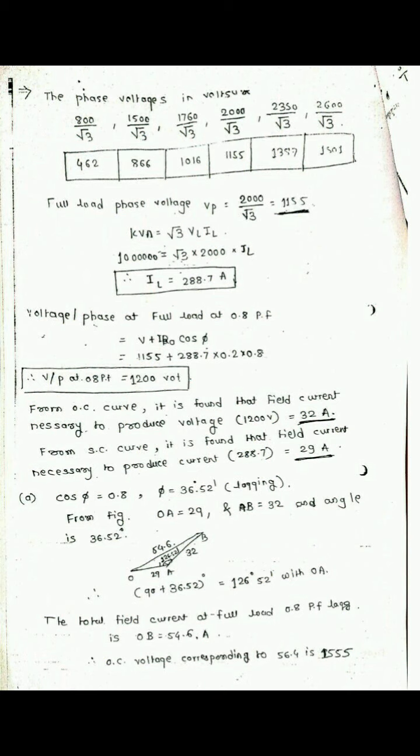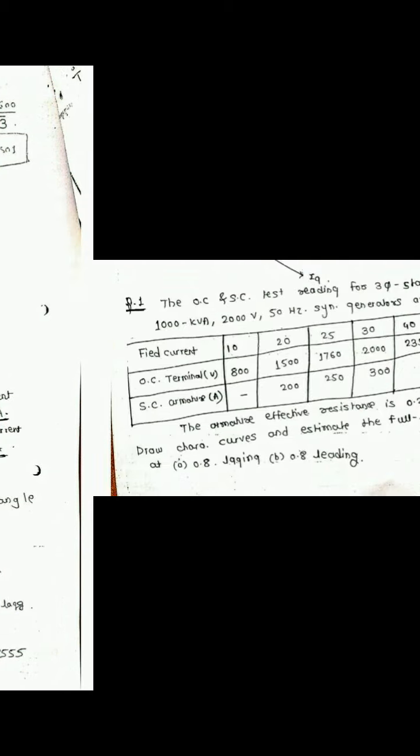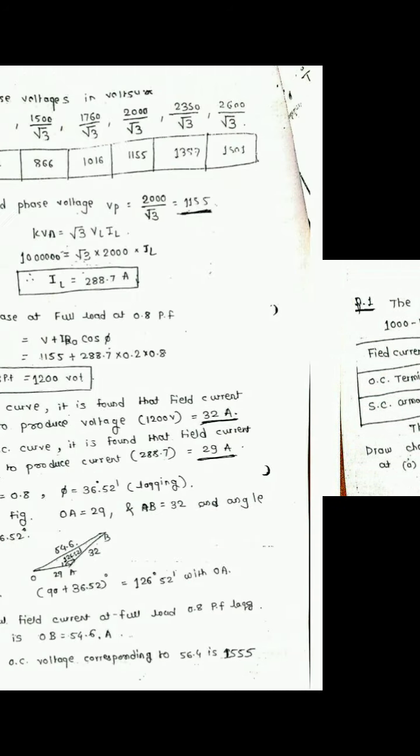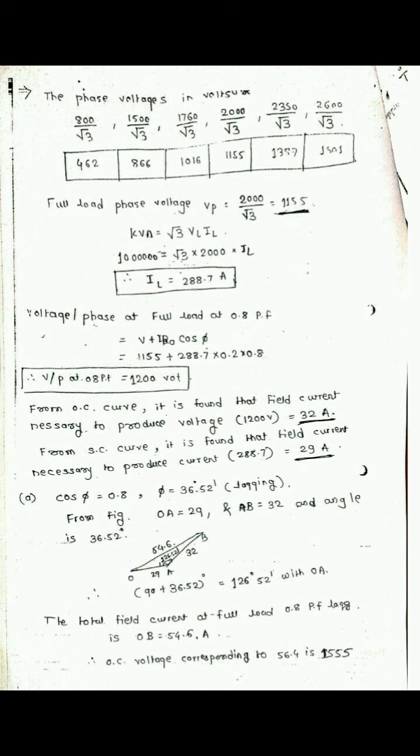We know the fundamental formula for the kVA rating is equal to root 3 into VL into IL. We have 1000 kVA, so it is 1000 into 10 to the power 3, that is 1000000, equal to root 3 into VL, the line voltage 2000, into IL. From that equation we get the value of line current, which is 288.7 ampere.